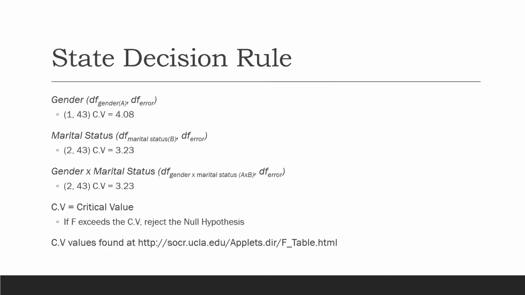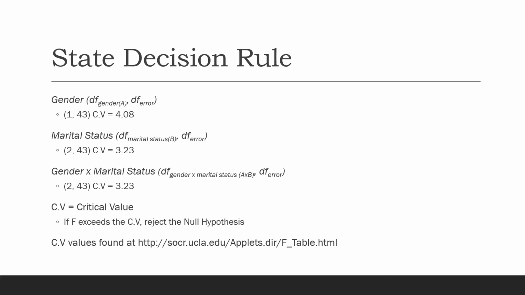Now we need to state our decision rule. These numbers come from F tables, and I found mine at UCLA, but you can just type F tables into Google and you will be able to find all the F tables. They're all the same. Once you have your numbers for your degrees of freedom, you can put them into an ordered pair like I have here. For gender, it's 1, 43.